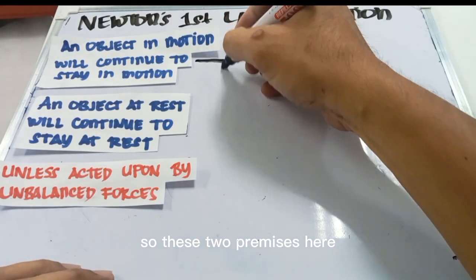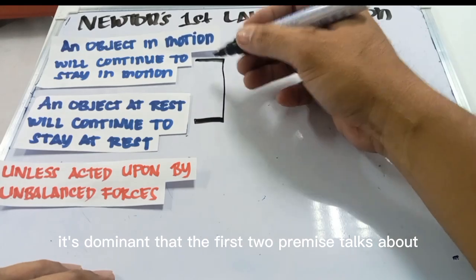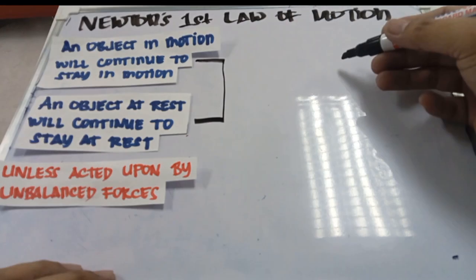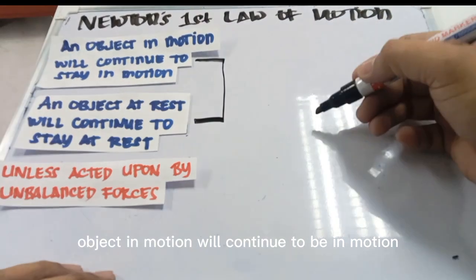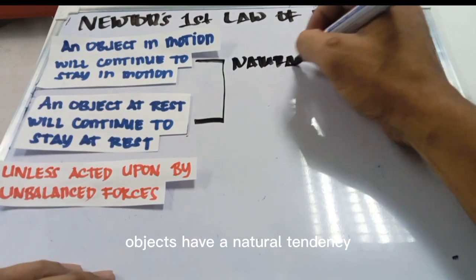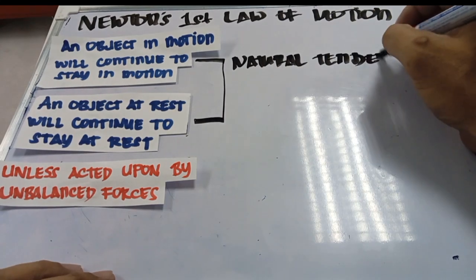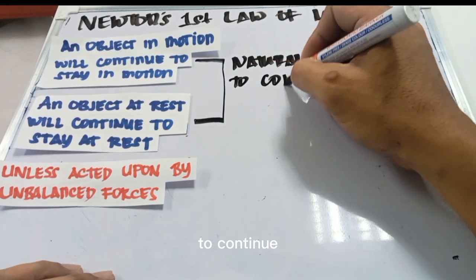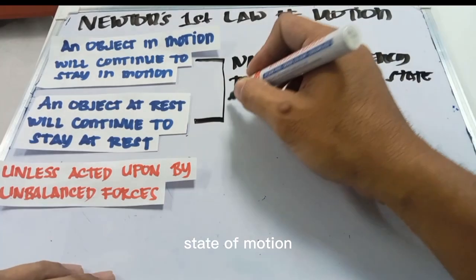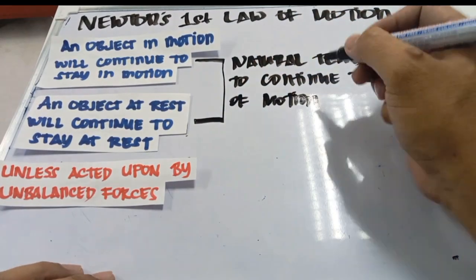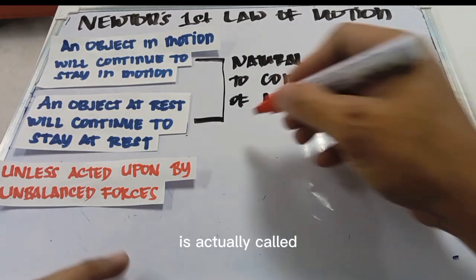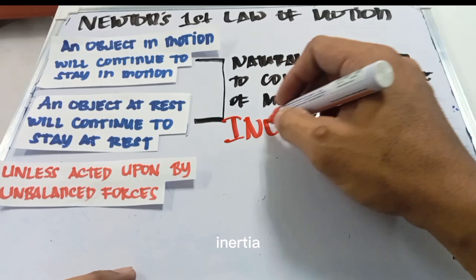So these two premises are dominant. The first two premises talk about how an object at rest will always be at rest, and an object in motion will continue to be in motion. In other words, objects have a natural tendency to continue their state of motion. And this natural tendency of a body to continue its state of motion is actually called inertia.